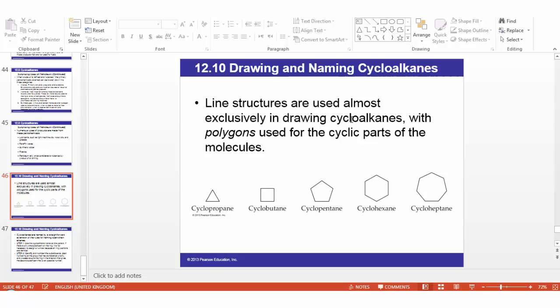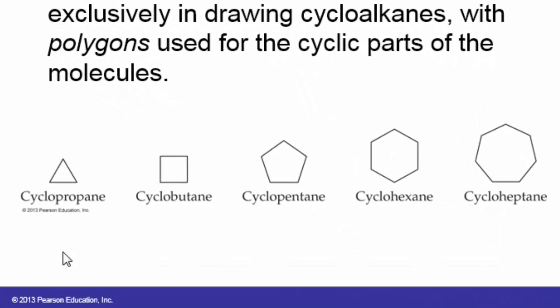Now, line structures are used almost exclusively in drawing cycloalkanes, with polygons used for the cyclic parts of the molecules. Remember here, this is a triangle. In organic chemistry, this is a compound called cyclopropane. A square is called cyclobutane. This shape, cyclopentane, a 5-membered ring. 6-membered ring, cyclohexane. 7-membered ring, cycloheptane. 8-membered ring, cyclooctane, and so on.